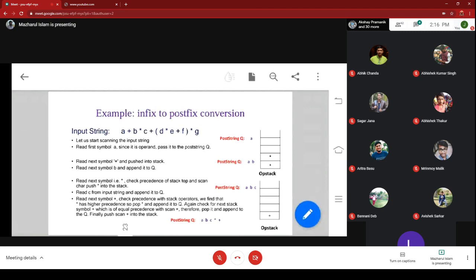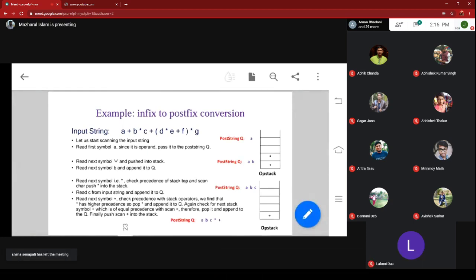After that, the next scan char is plus. Plus is an operator. Where will it go? It will go to the op stack. So at the bottom, plus is in the op stack. Then B, your next character that you read, is B. So where will B go? B will go to the Q. Okay, so A and B, and then multiplication.